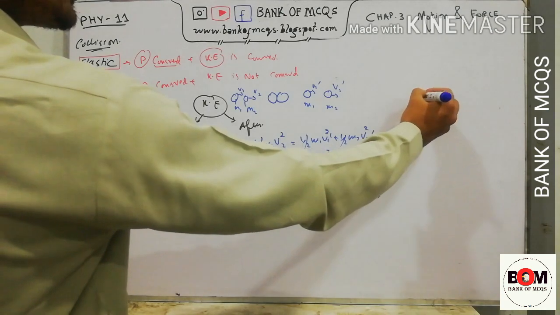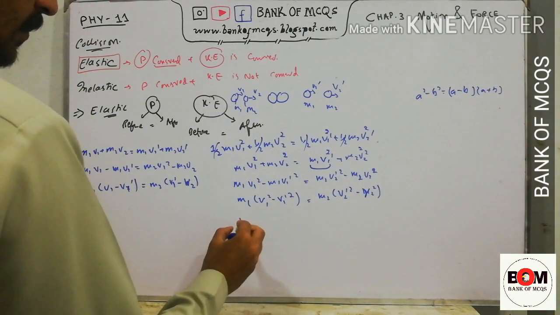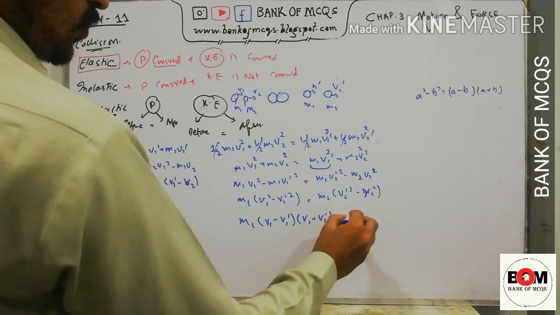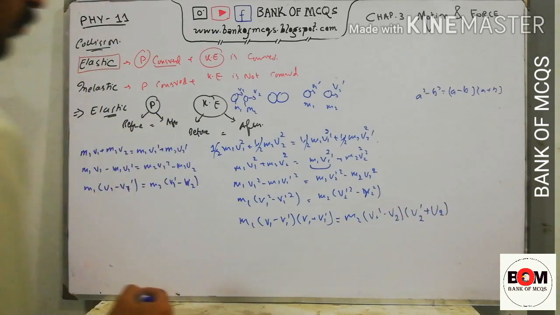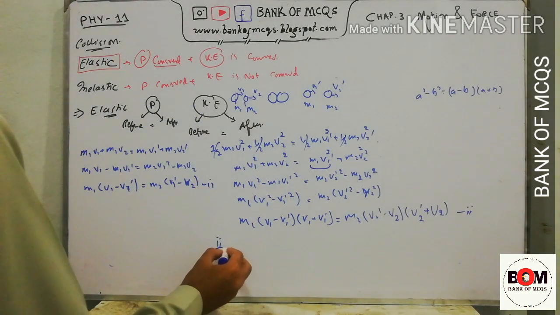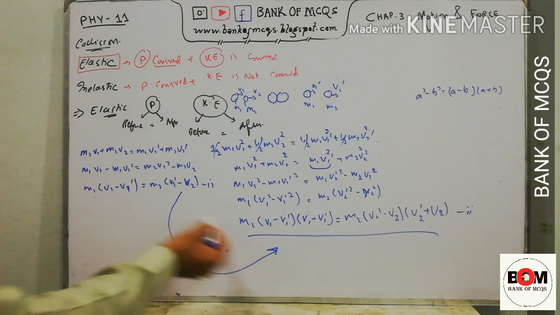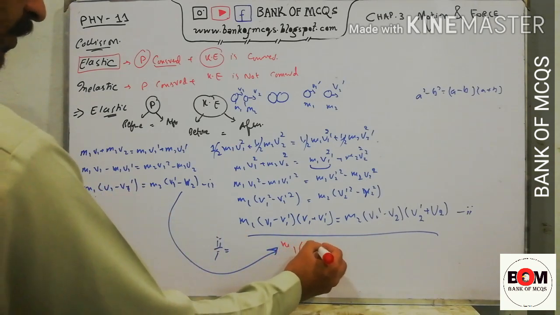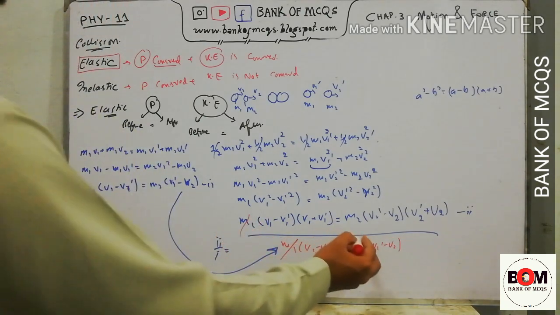This is the formula of a square minus b square, which is equal to a minus b into a plus b. Expanding it, we get m1 (v1 minus v1 dash)(v1 plus v1 dash) is equal to m2 (v2 dash minus v2)(v2 dash plus v2). Now this is equation 2 and the earlier one is equation 1, so we simply divide 2 by 1. The m1 on the left side is cancelled with m2 on the right side.